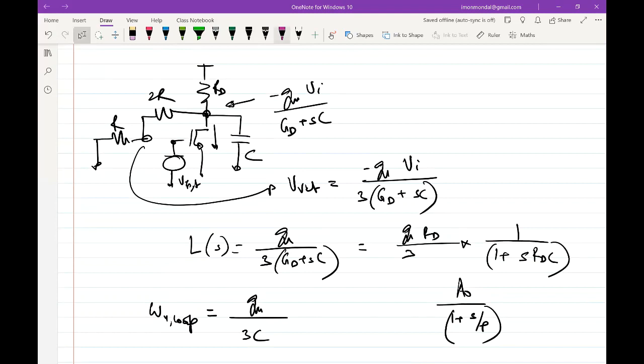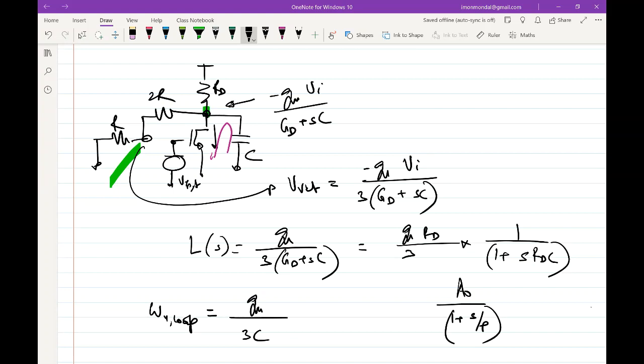Should not be surprising, because ultimately when the capacitor dominates, all the current is supposed to go into the capacitor. So this voltage is supposed to be GM by SC, and this voltage is 1/3 of that. So this becomes GM by 3SC, which means the frequency is GM by 3C. Okay, so this becomes your omega U loop, which means if you want faster settling, let's say you cannot change C, what do you need to do? You need to increase GM to ensure that the system settles fast. Right? Make sense? Okay, fine.